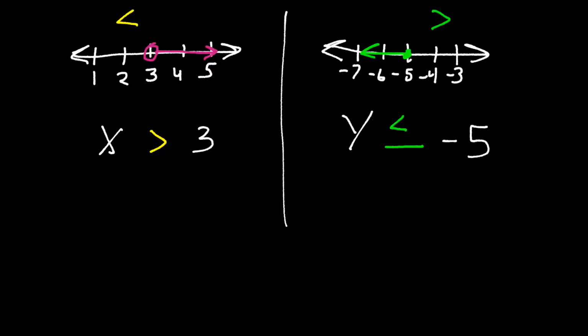So we want y to be less than or equal to -5, because we can be -5 or we can be smaller. We can never be bigger. And there you have it. There we have graphing and writing inequalities. Hopefully you found this video helpful, and go out there and conquer your inequalities.